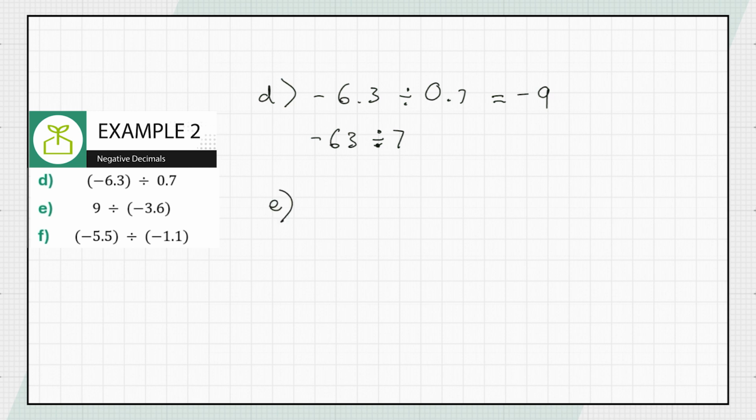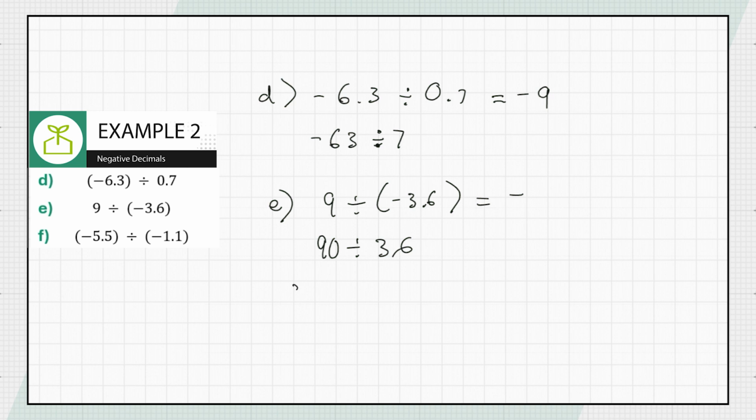Alright, next up we have 9 divided by negative 3.6. Now, it's positive divided by a negative, so we know our answer must be negative, and we just need to make our divisor into a whole number. So we're going to multiply both sides by 10, and we'll get 90 divided by 36.